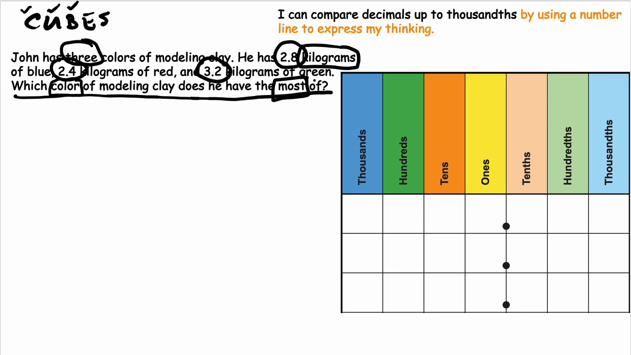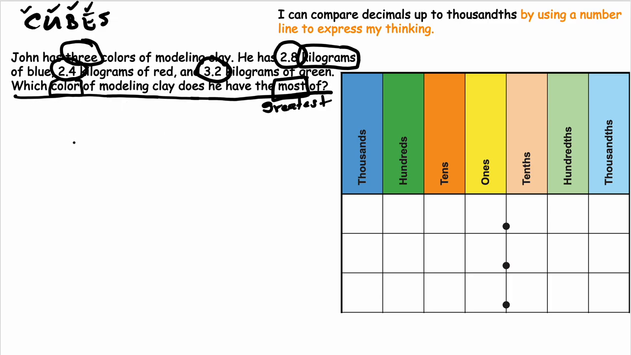Now we have to evaluate. Most means greatest. And that makes sense. If I'm comparing decimals, I'm looking for the greatest number, or the greatest weight in this case. I think that's all we need to evaluate there. Okay? So let's start to solve.